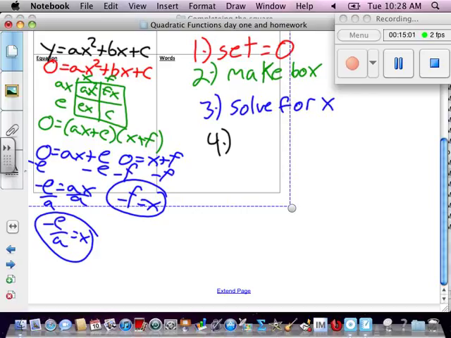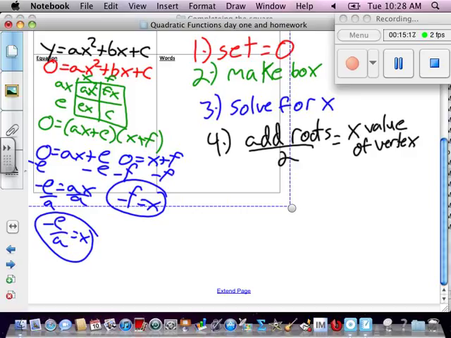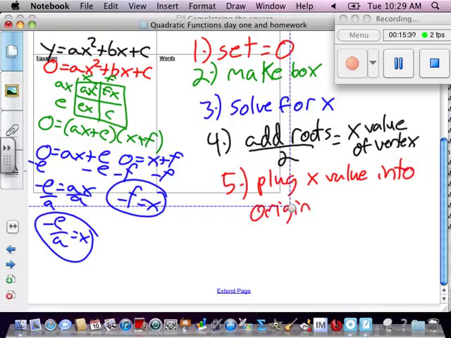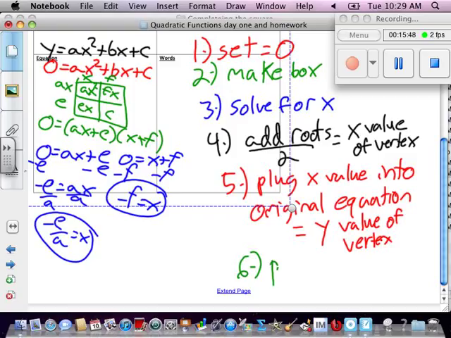How are we going to find the vertex? For this one, let's say we add roots, divide by 2 equals x value of vertex. How do we find the y value? Yep. Plug x value into original equation, which equals y value of vertex. And finally, my last step, if I'm going to graph, plot vertex and roots.